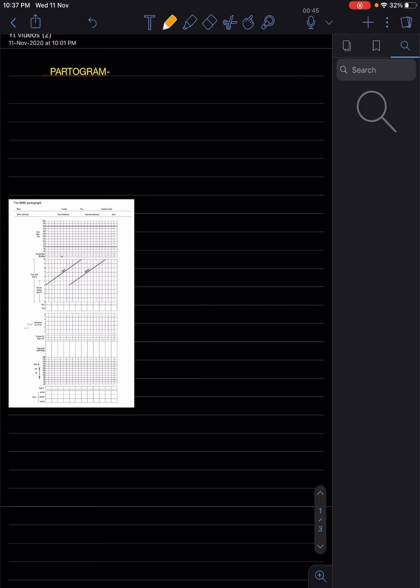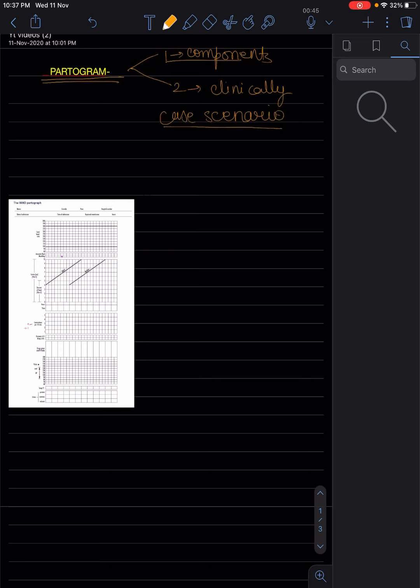So the first topic I'll be encountering is partogram. It's quite an easy topic, though some of you might not think so because it can be quite daunting to plot it. So I'll try to make it a little easier. We'll be covering it in two ways. First, I'll be telling you about the components of partogram, and second, we'll be encountering how to use it clinically. So I'll give you case scenarios and we'll discuss how to approach the patient and how to plot the partogram in those case scenarios, right?